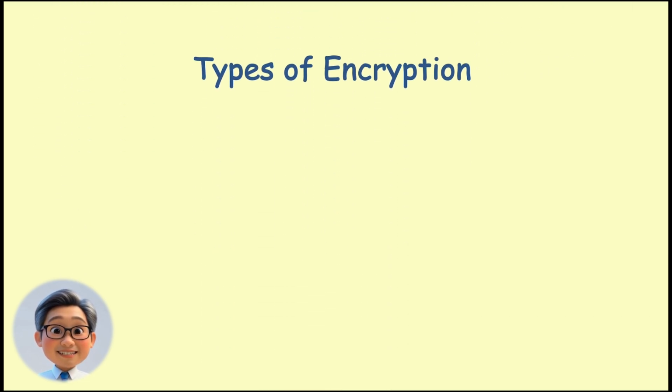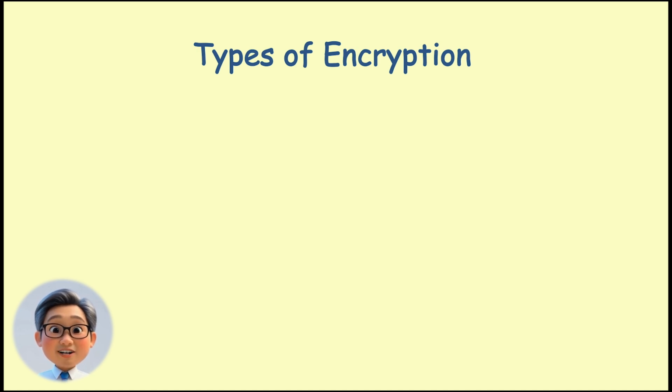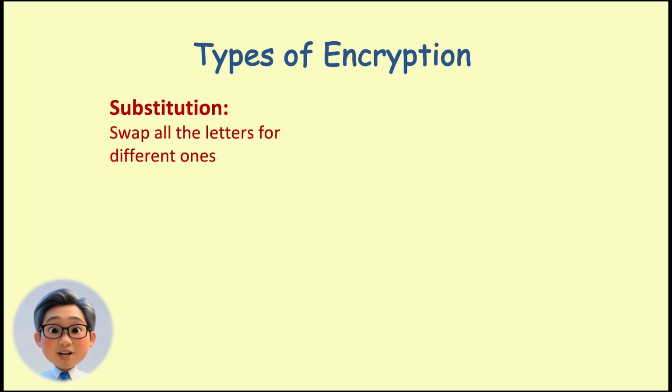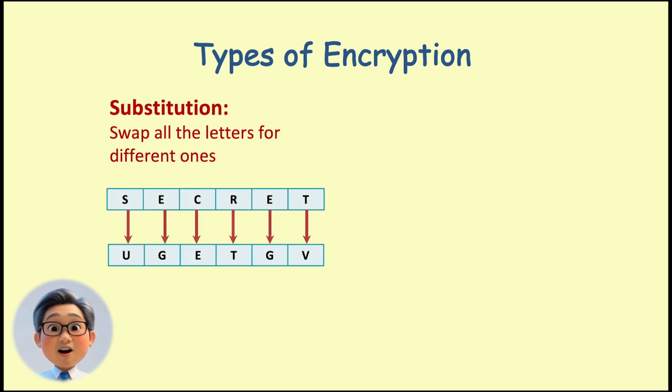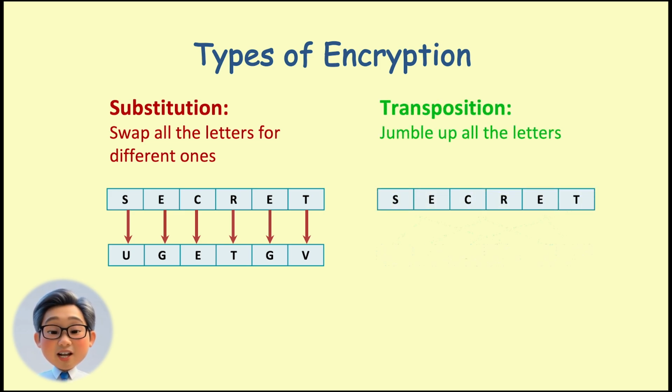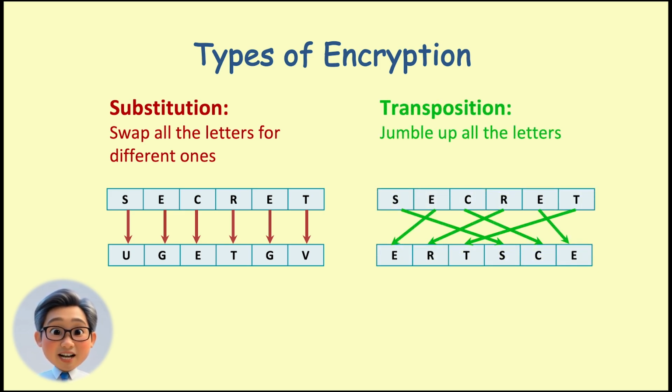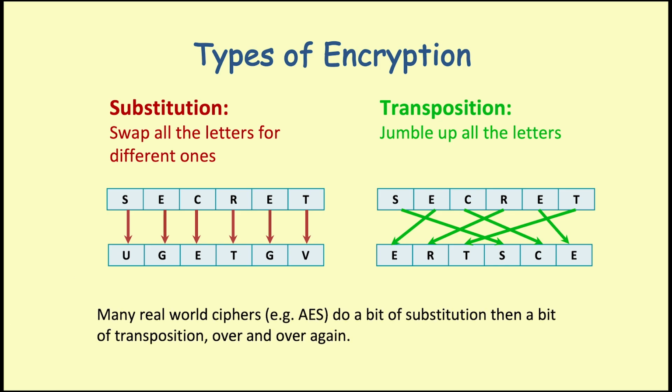There are two basic types of ciphers. The first is substitution, where you swap each letter for a different one. The second type is transposition, where you don't change the letters themselves, you just jumble up their order. Many powerful real-world ciphers combine these two techniques, performing a little substitution, then a little transposition over and over again.